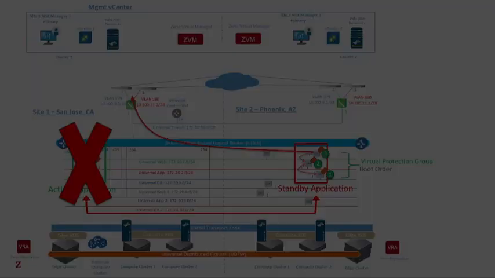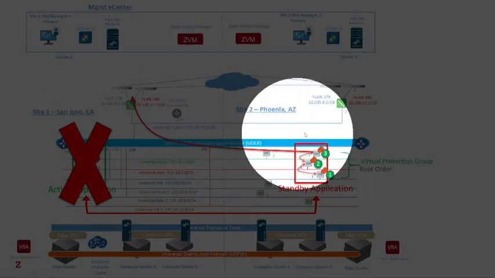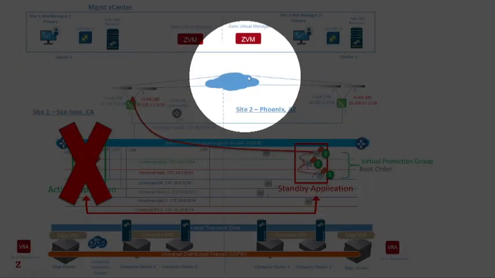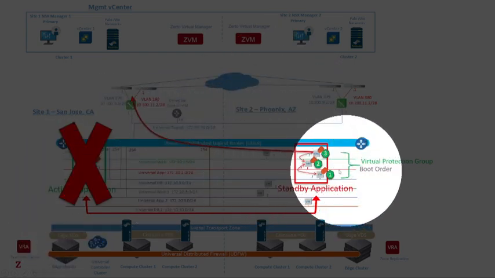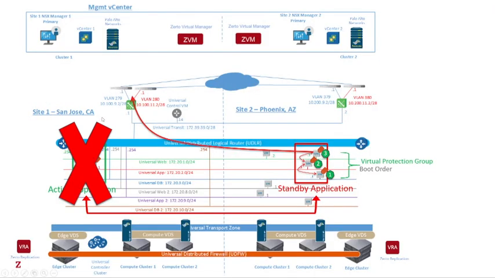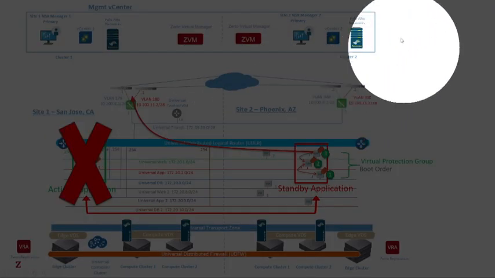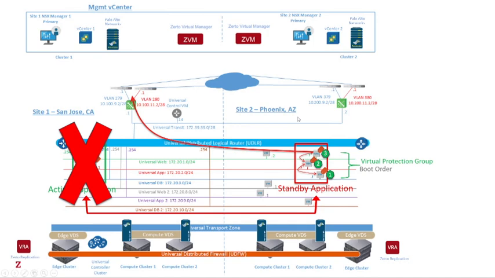And if my ESG here is still up, I can have a design where I still leverage that because maybe I just want to move this, figure out what happened here. If it was just an application failure, move this guy back. If it's a complete site outage, maybe then I'll say, okay, failover and use this site 2 ESG.